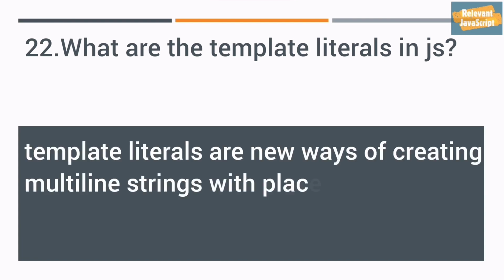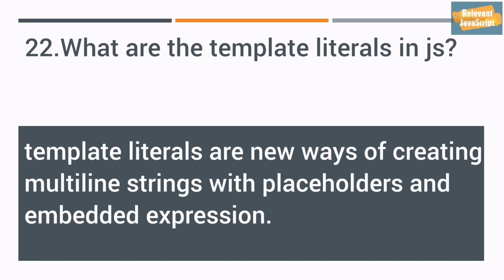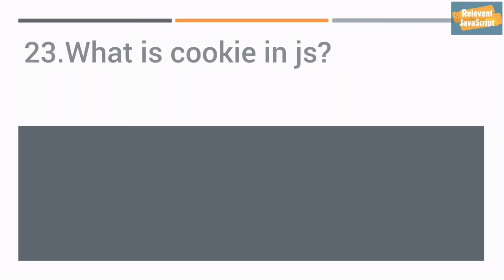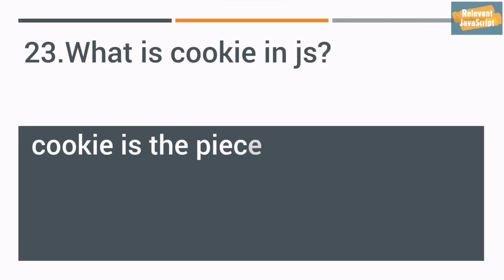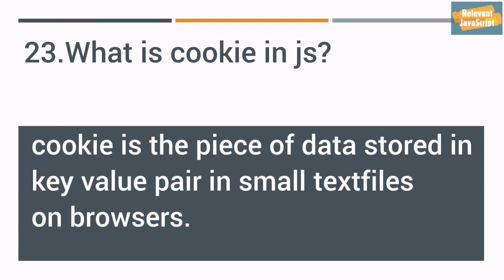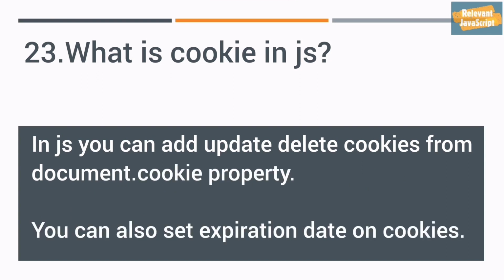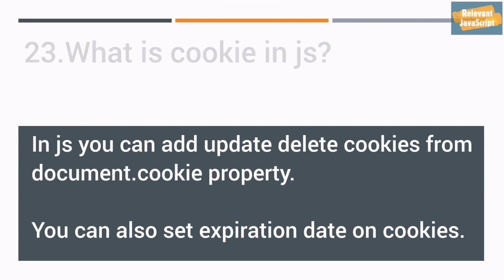Template literals are new ways of creating multiline strings with placeholders and embedded expressions. Starting and ending of template literals is denoted by the backtick character. Question number 23. What is a cookie in JS? A cookie is a piece of data stored in key-value pairs in small text on browsers. In JS you can add, update, or delete cookies from the document.cookie property. You can set an expiration date on cookies.